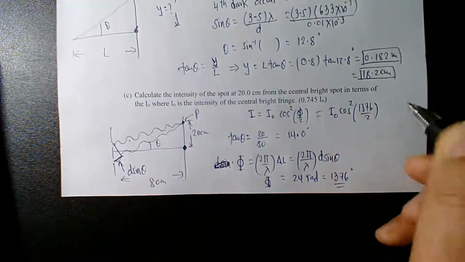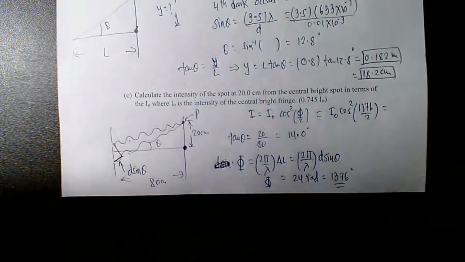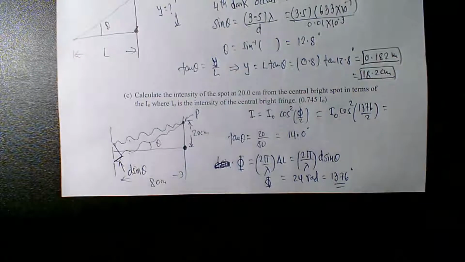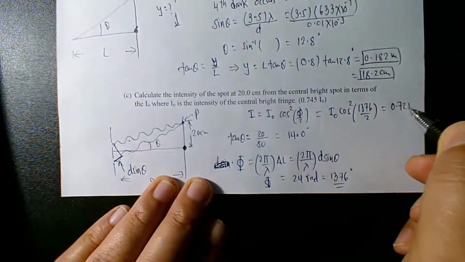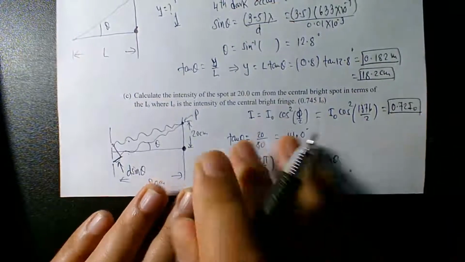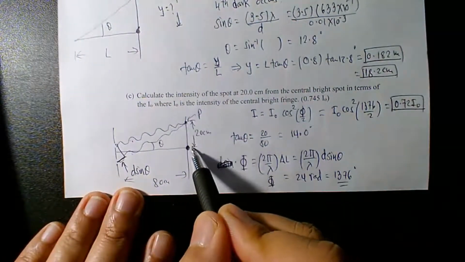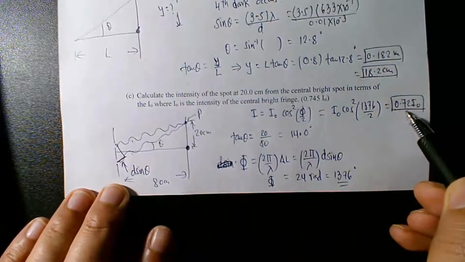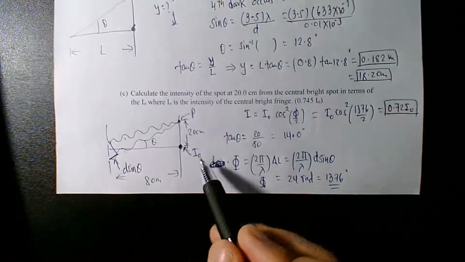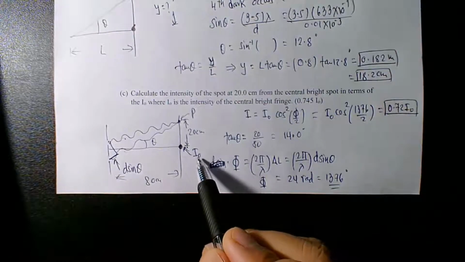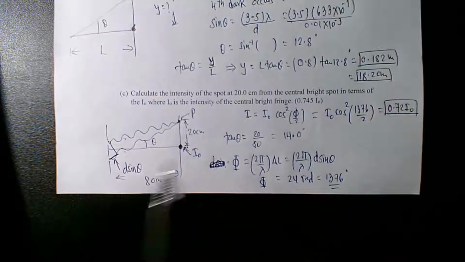Now finally, you can go back and put it here in cos square of 1376 over 2, and that's your intensity, right? Cos of that degree and square. So 0.72 I naught. So the intensity of light right here at this particular point, which is 20 centimeters from the center, is 0.72 I naught, where I naught is the intensity right here, which is the brightest, the intensity of the light at the bright fringe at the center.